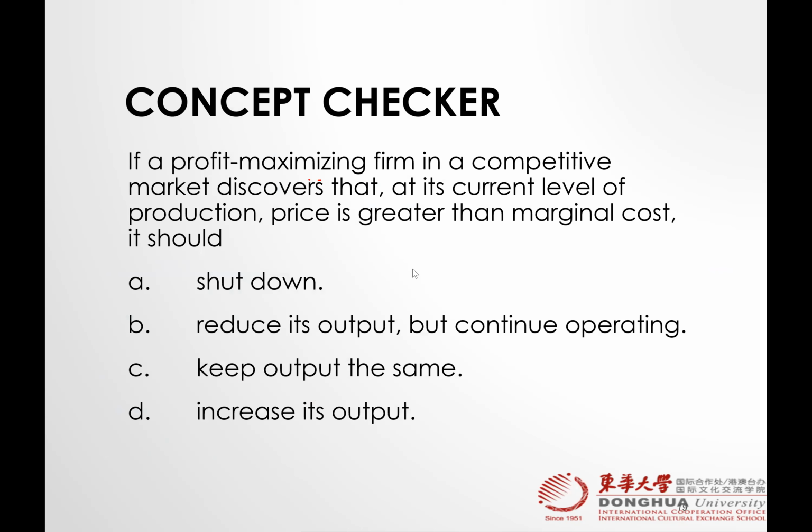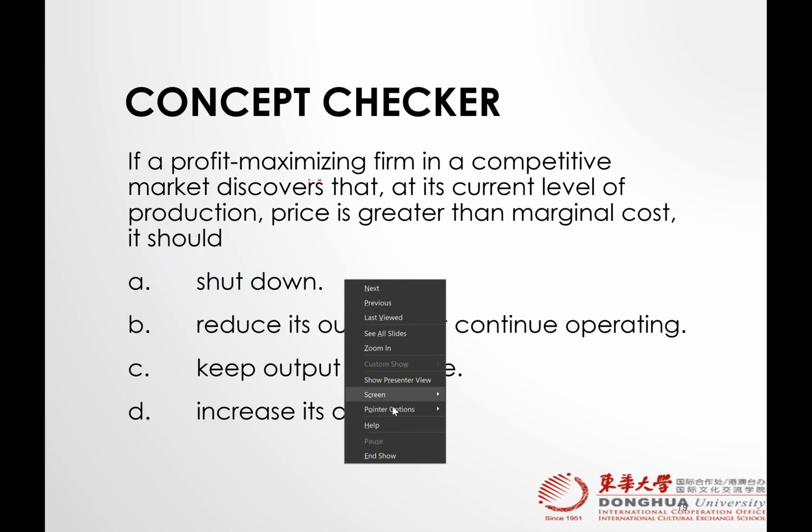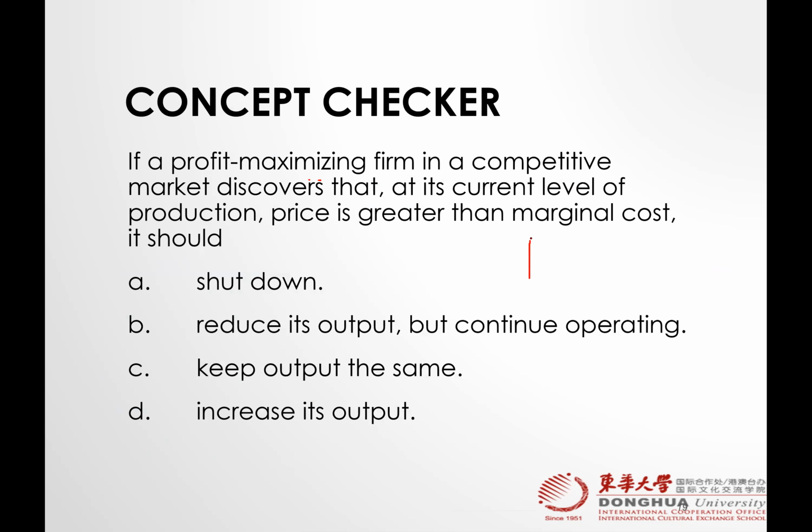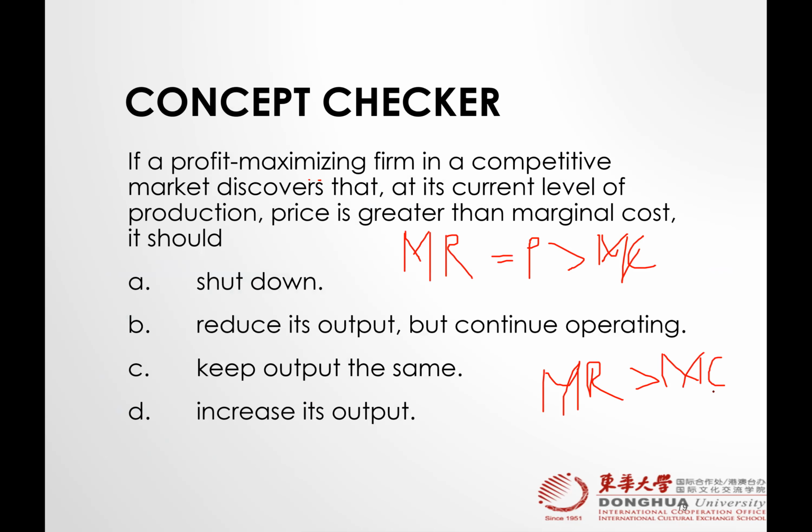Price is greater than marginal cost. Think about that. Price greater than marginal cost. So can you replace it with MR because we are in a competitive market? It means MR greater than MC. We just talked about that if MR is greater than MC, should it be B?